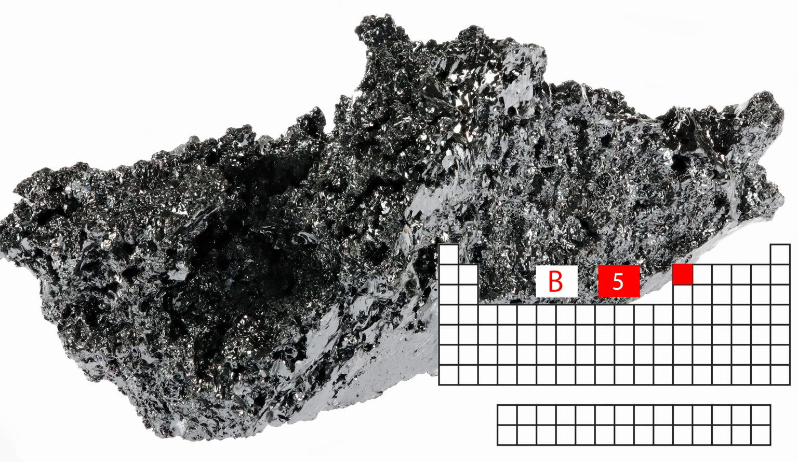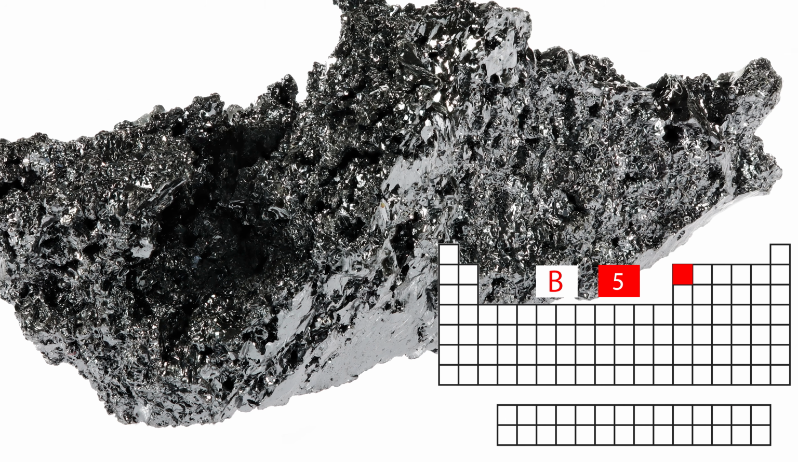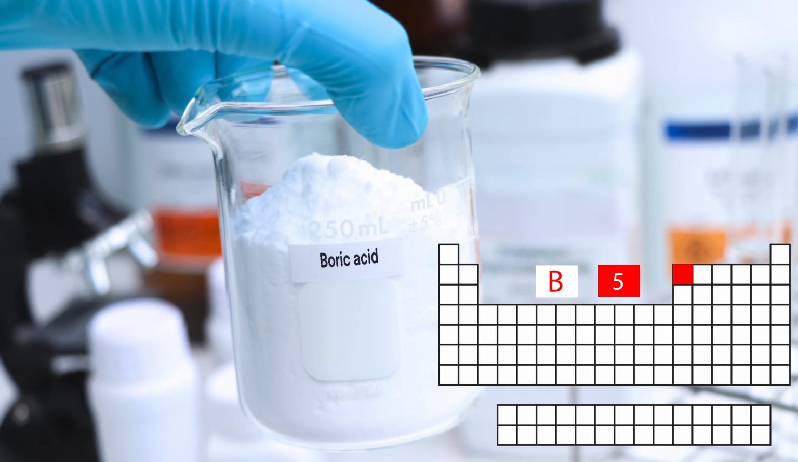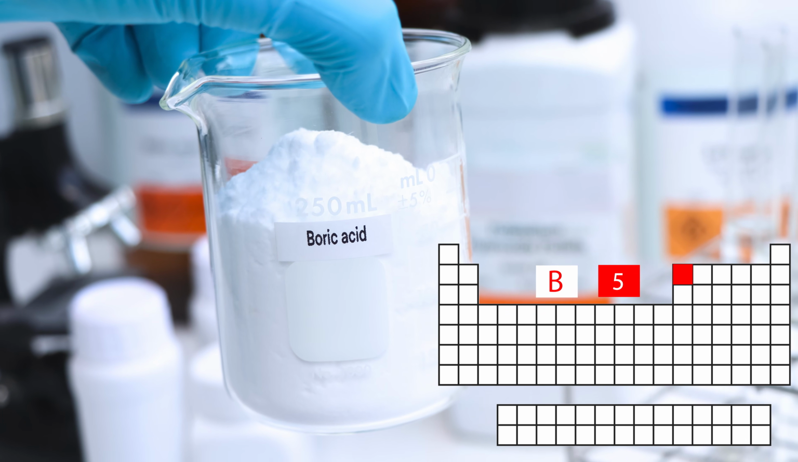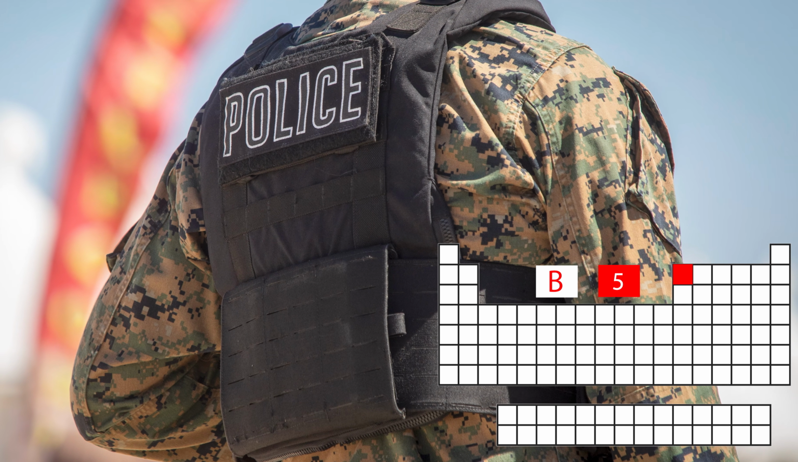Element number 5, we have boron. Now, this is found in every eye drop that contains boric acid, and it's essential for plant growth. Now, here's an interesting fact. Boron-based compounds are actually used in bulletproof vests and also in armor for tanks.